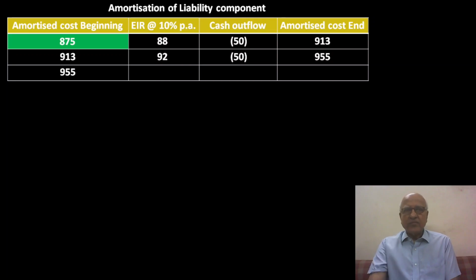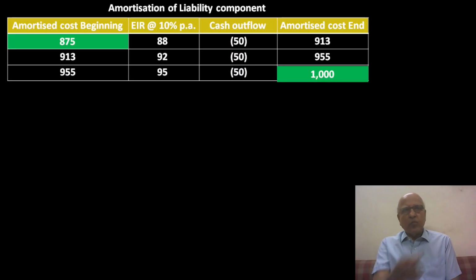That becomes the opening balance for the third year, the last year. 955, 10% interest, same as previous, 95, and 50 rupees is the cash outflow. The balance is 1000. So the present value of ultimate obligation, 875, has become 1000, our ultimate obligation. This 1000 rupees will be either paid in cash, if not converted. If it is converted, it will be converted into equity share capital. See this, 875 becoming 1000 rupees.